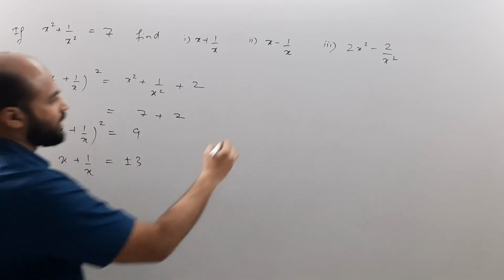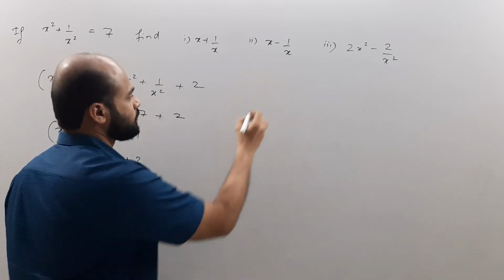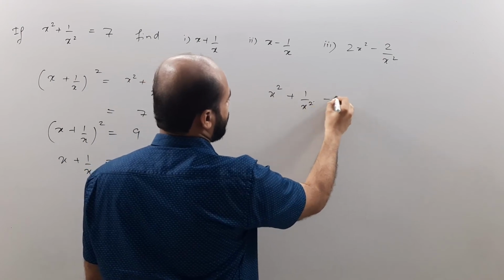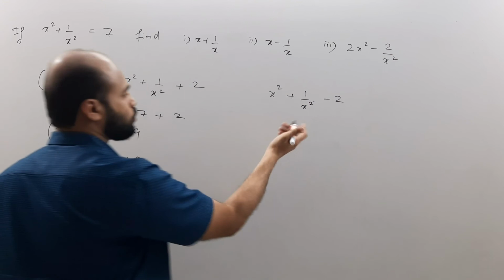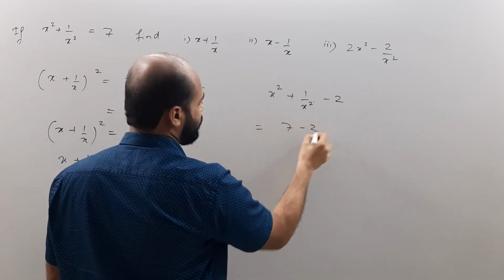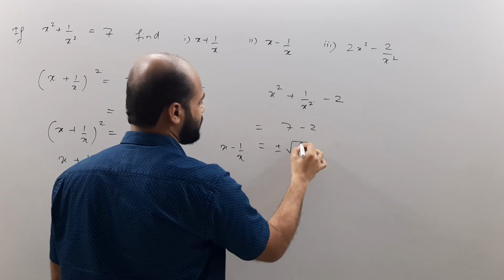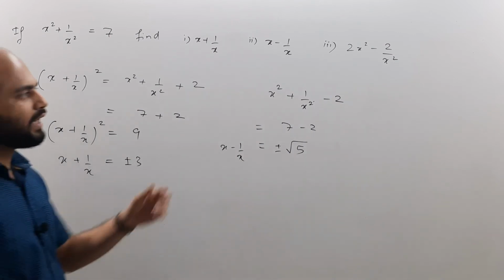Similarly, if I expand the second one, the expansion would come as x square plus 1 by x square minus 2. So we know that this is 7, so 7 minus 2 would be 5, and thus x minus 1 by x would come out as plus minus root 5. And then comes the last one.